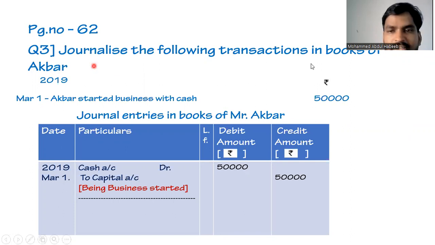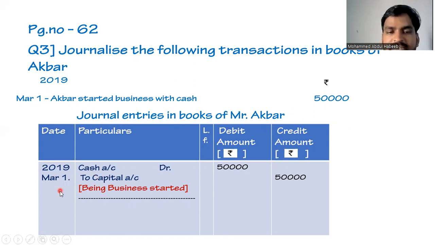Generalize the following transactions in books of Mr. Akbar. The transactions are given for the year 2019 for the month of March. The first transaction is given on March 1. Akbar started business with cash 50,000. So the heading will be taken as general entries in books of Mr. Akbar, and the format for general entries will be date, particulars, LF, which stands for ledger folio, debit amount rupees, credit amount rupees. The date will be taken as 2019 March 1.